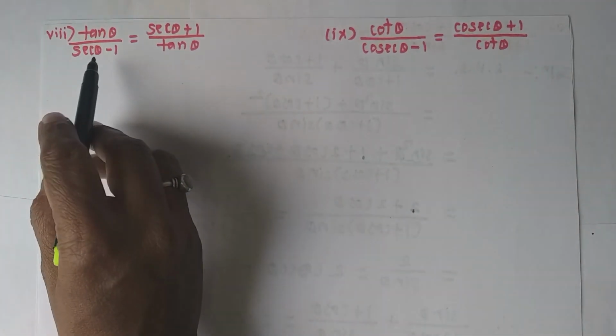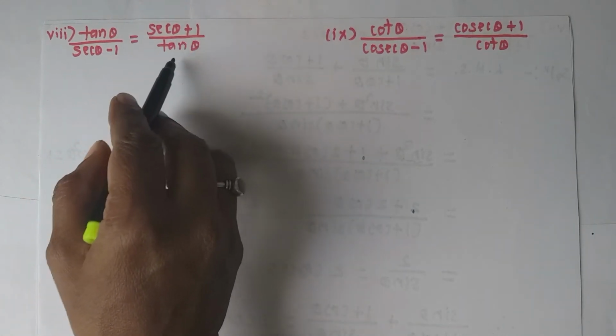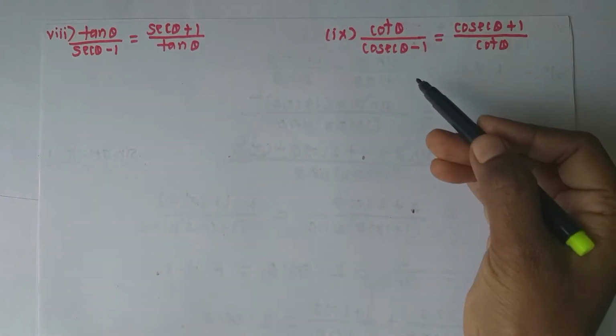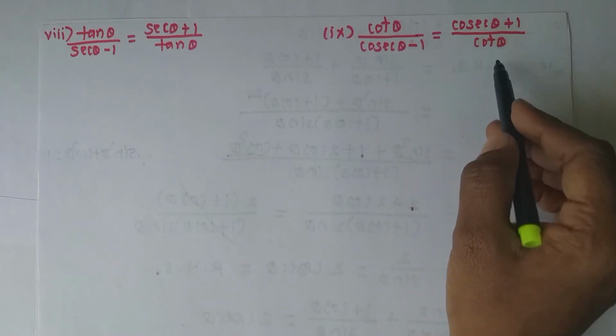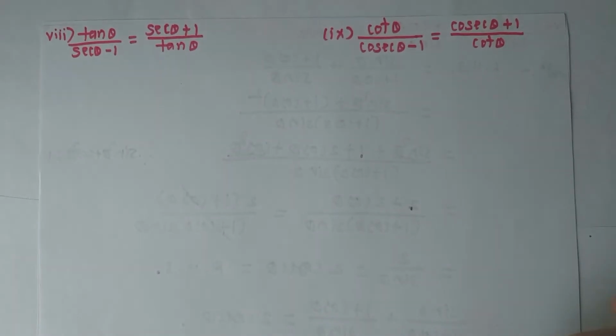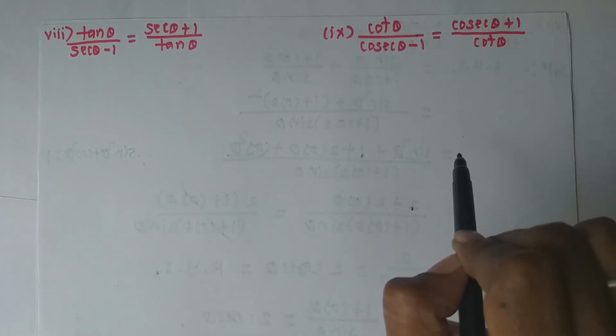Now we have to prove tan theta divided by sec theta minus 1 is equal to sec theta plus 1 divided by tan theta. And the next problem is cot theta divided by cosec theta minus 1 equal to cosec theta plus 1 divided by cot theta. These two problems are quite similar. Therefore I am solving these two on the same page.